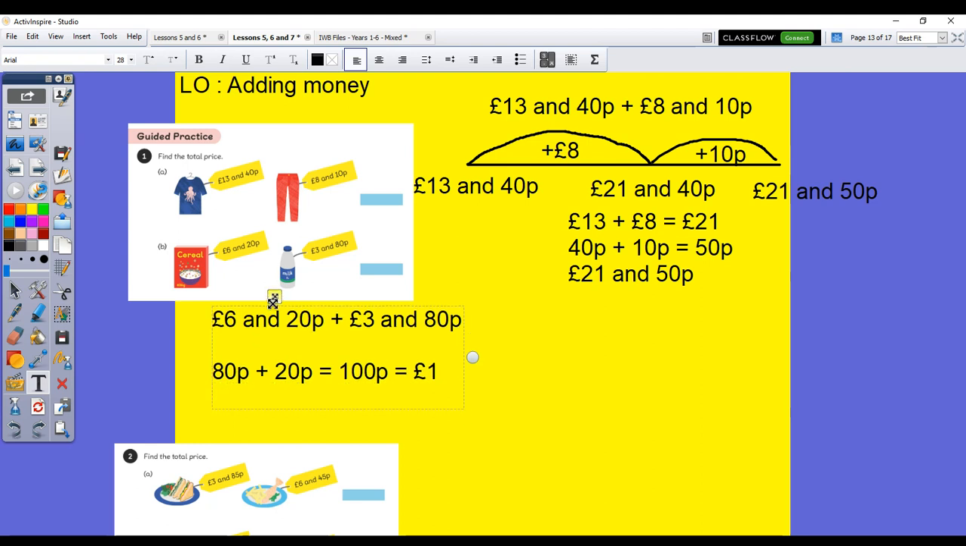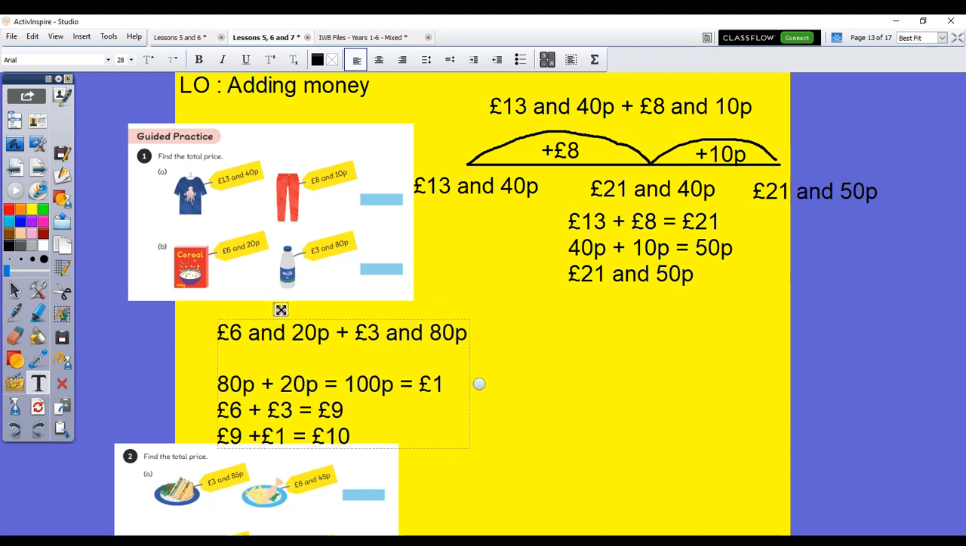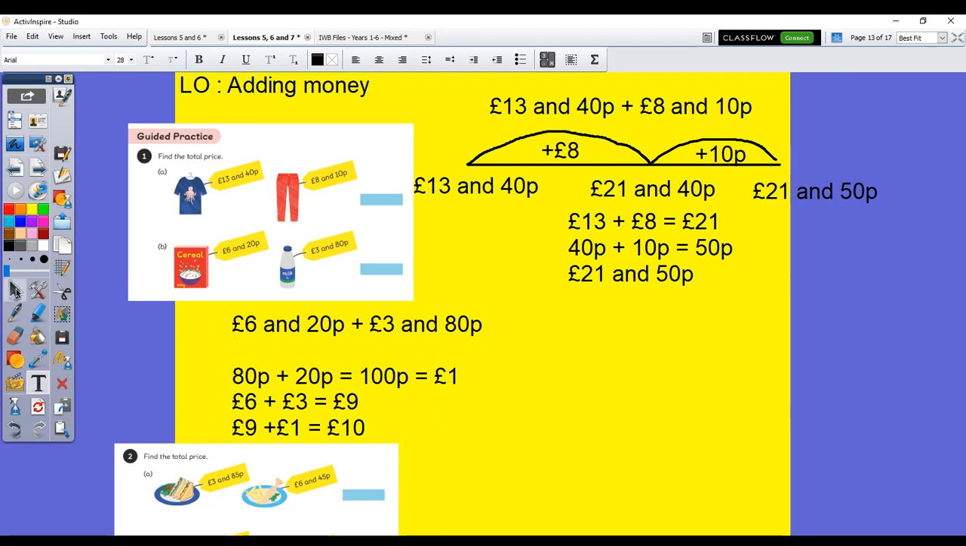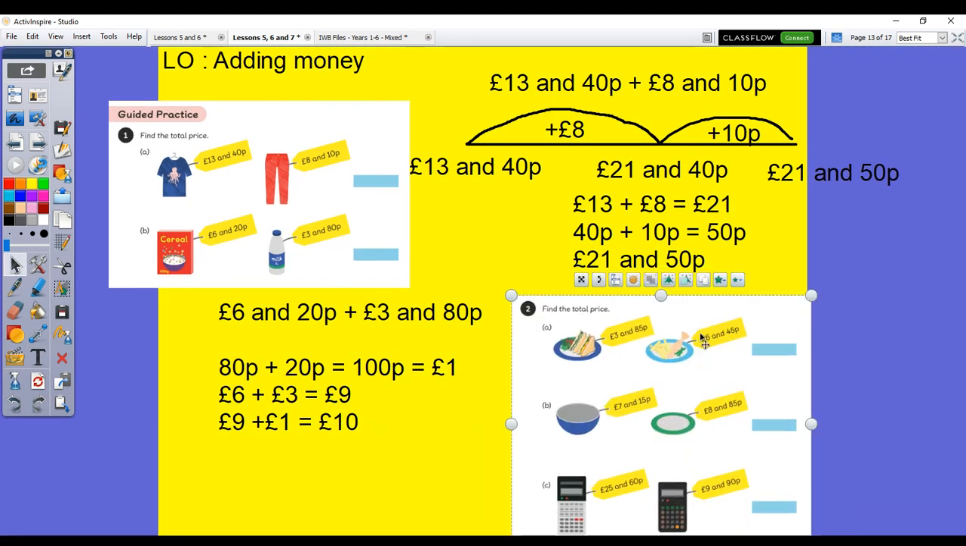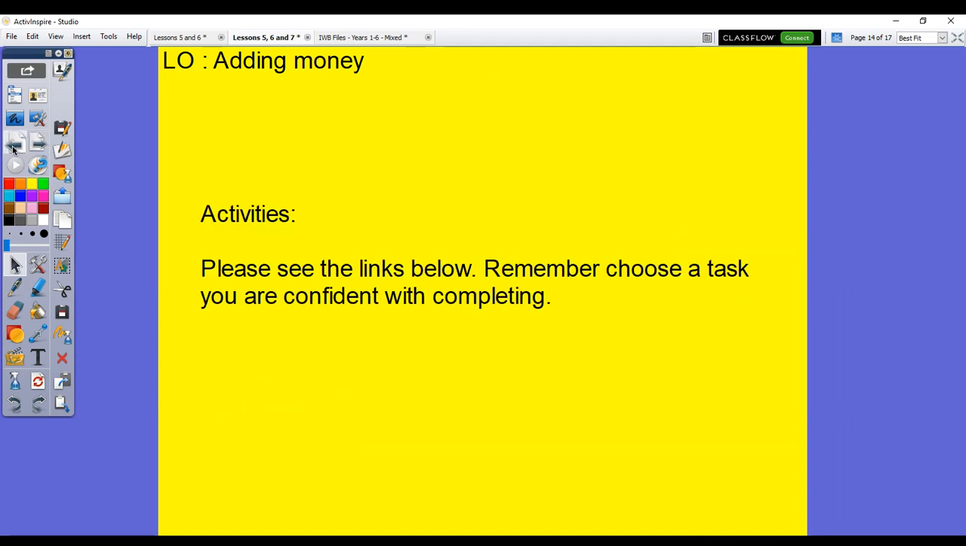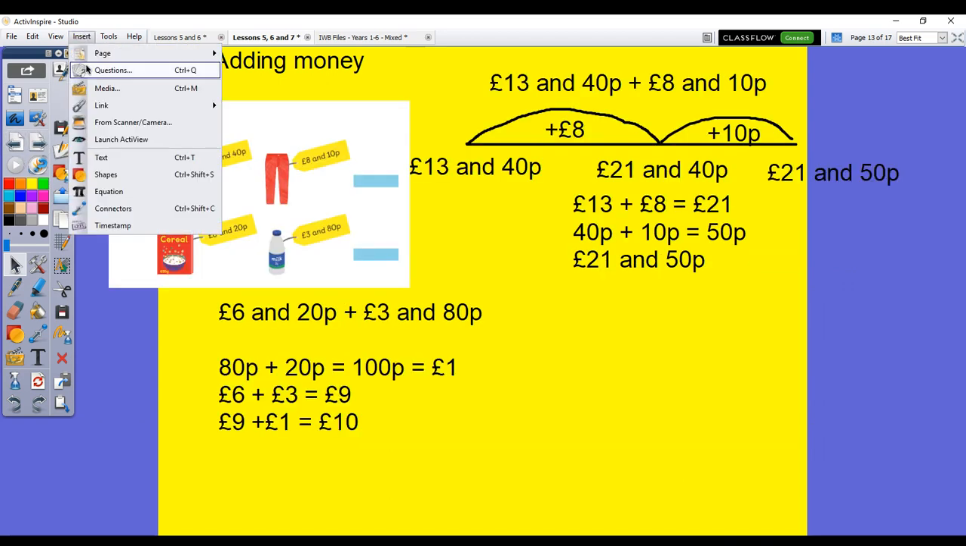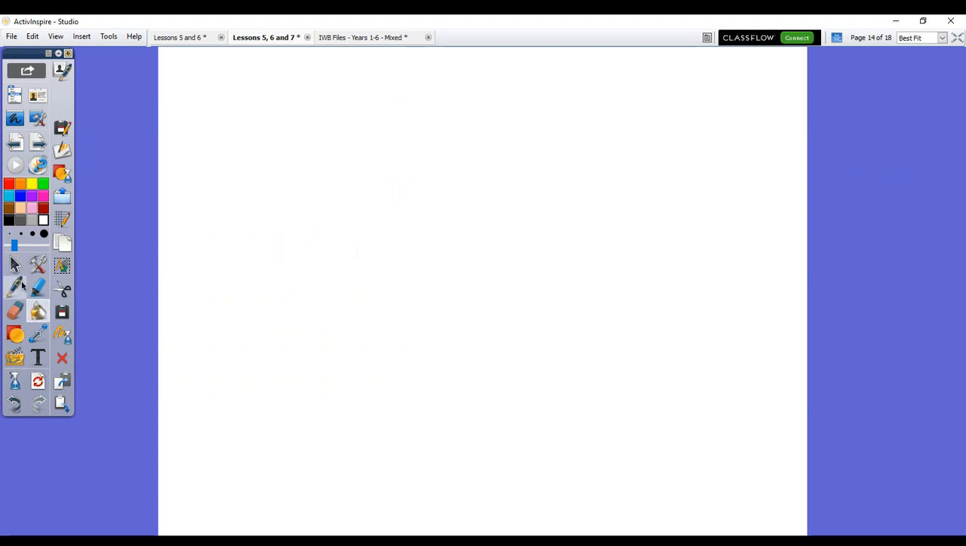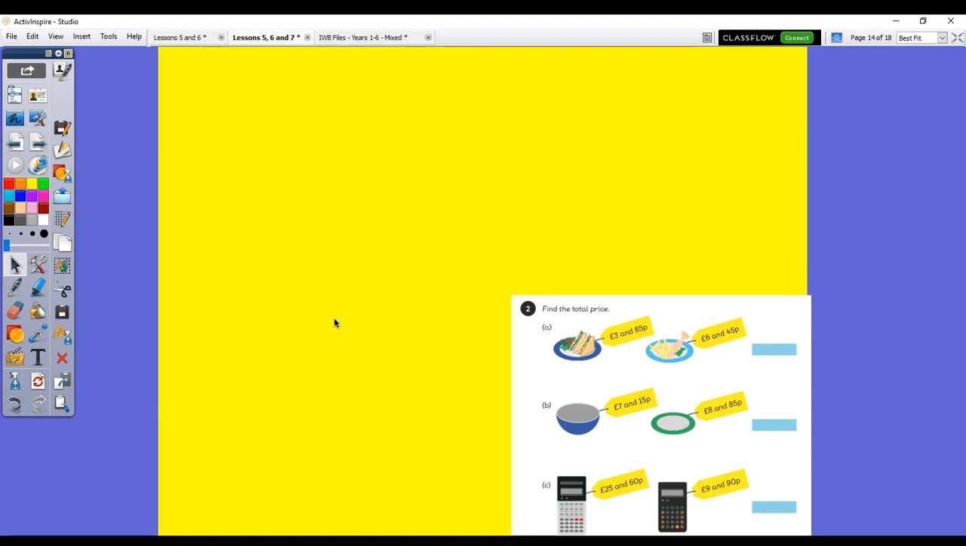Remember, equals always also means the same as. So now do £6 plus £3, which equals £9. So we have £9 plus £1, which equals £10. So those ones we could do in our head, nice and easy. Okay, so what I might just do is edit that in there. Excuse my technical difficulties, but it's just a lot easier to do it this way.